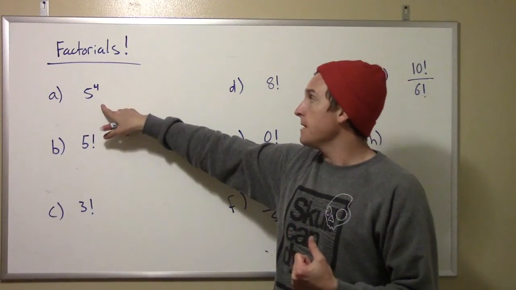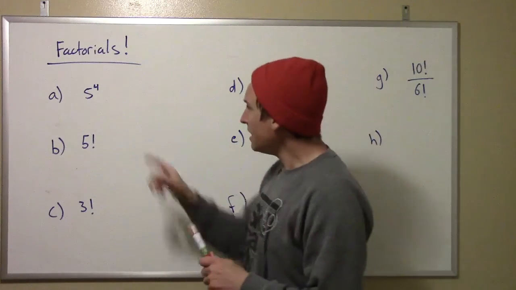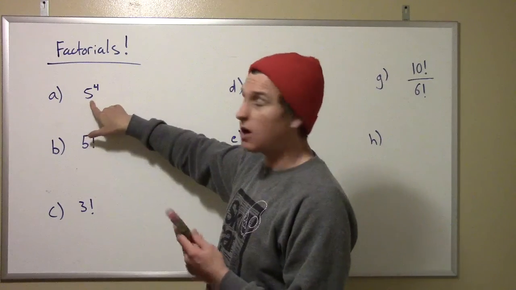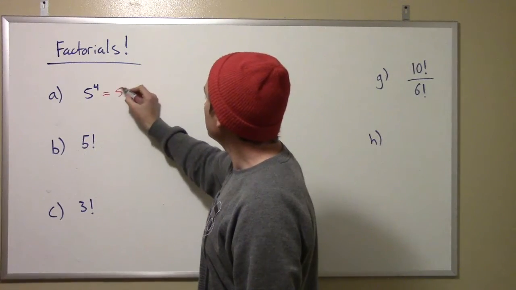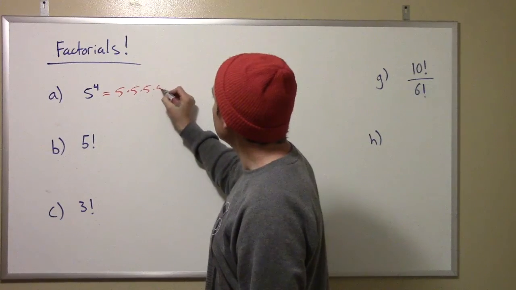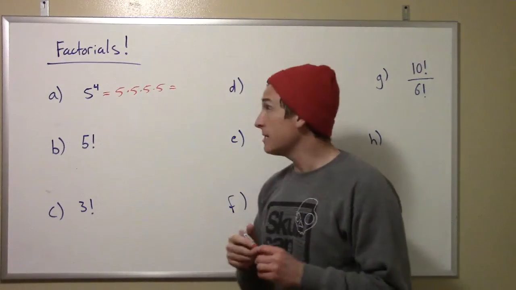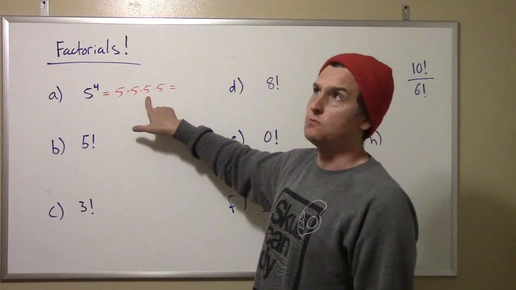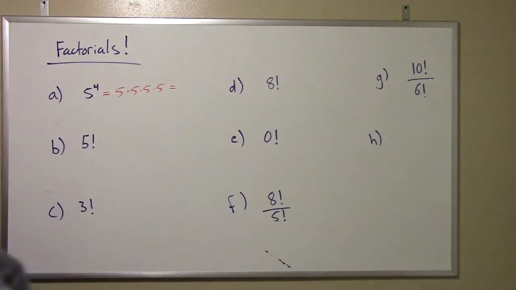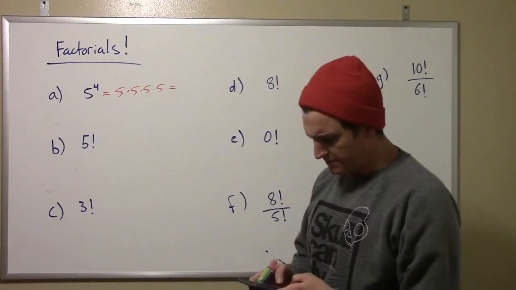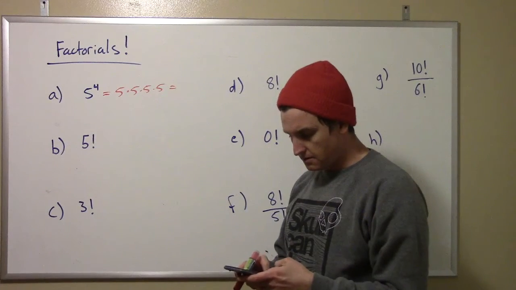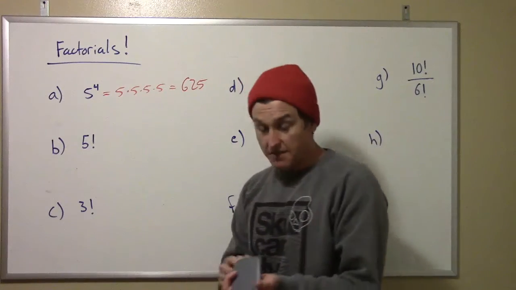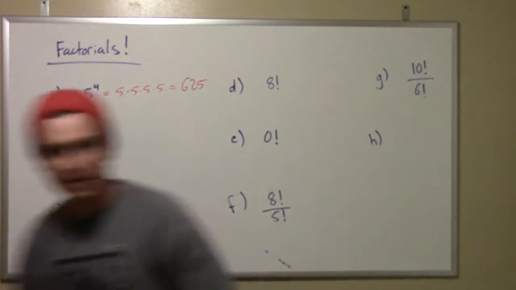It represents repeated multiplication, and what we know is this is multiply 5 by itself 4 times. So we've got 5 times 5 times 5 times 5, which is going to be a pretty big number, right? 5 times 5 is 25, times another 5 is 125. And then 125 times 5 is another higher number. Alright, so 625. So that's nothing new. That's not a factorial, that's just a regular old power.